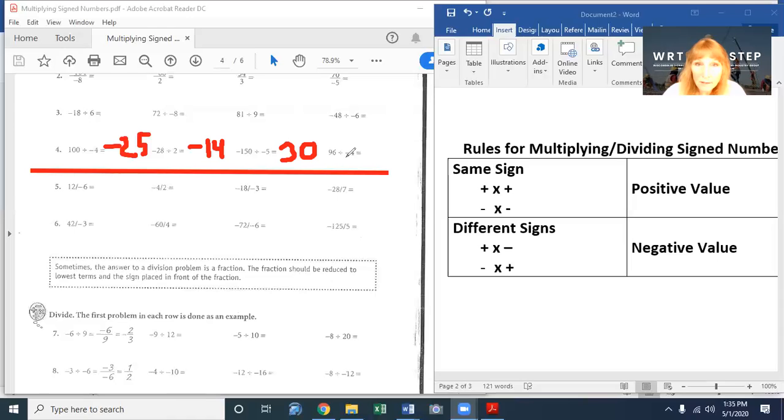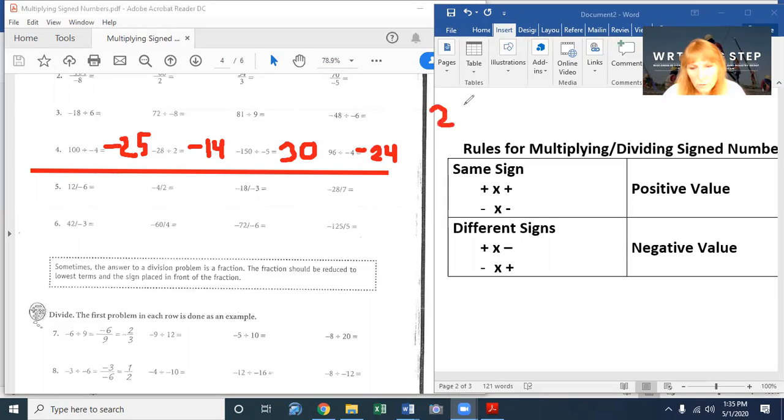Positive 96, -4. Different signs, negative value. What's 96 divided by 4? Well, 4 goes into 9 twice. It gives you 8. Bring down the 6. 4 goes into 16 4 times. It should be 24, and the answer is negative. Yeah, I think so, right?